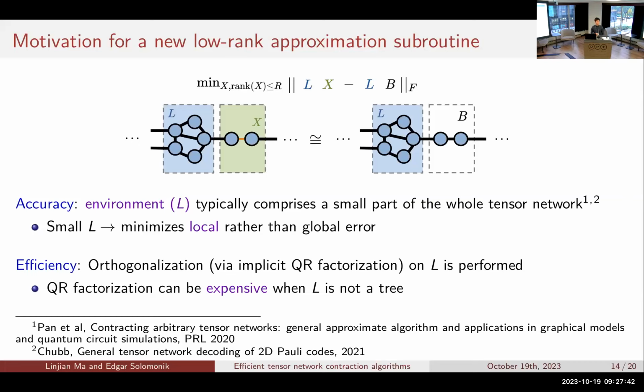Previous work solved this problem by only considering a part of the environment, so a small size of environment L. This mainly minimizes the local error rather than the global error. And also in terms of efficiency, previous work solved this problem by first using a sequence of QR factorizations to orthogonalize L, and then performing a rank R approximation. This algorithm has some efficiency issue when L is not a tree tensor network, since orthogonalizing a non-tree tensor network is very hard.